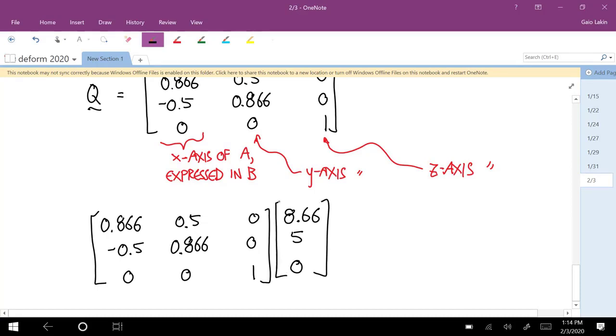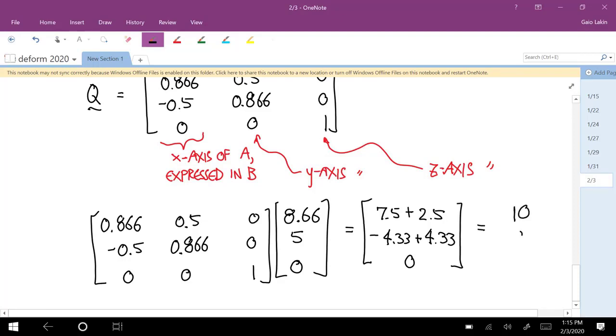And you get 7.5 plus 2.5 for the first component, negative 4.33 plus 4.33 for the y component, and 0 for the z component. So 10, 0, 0.